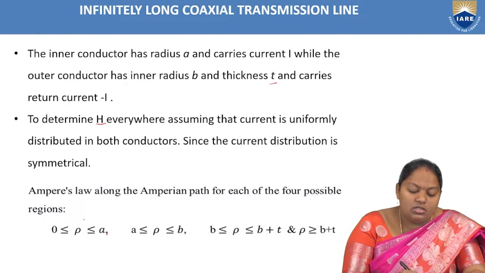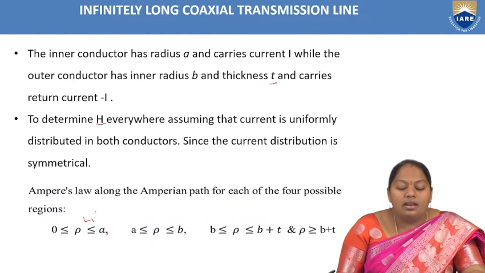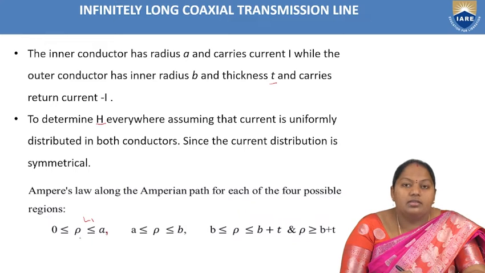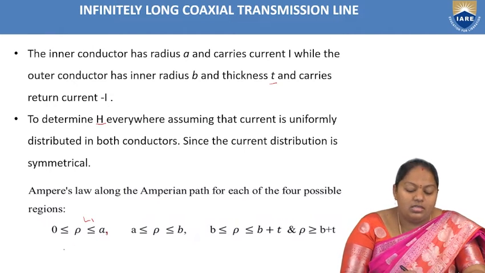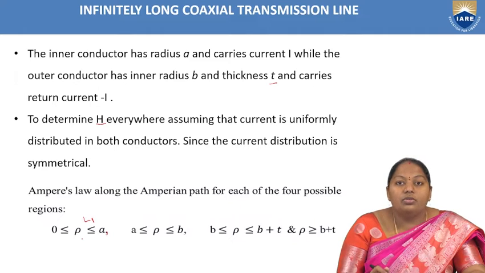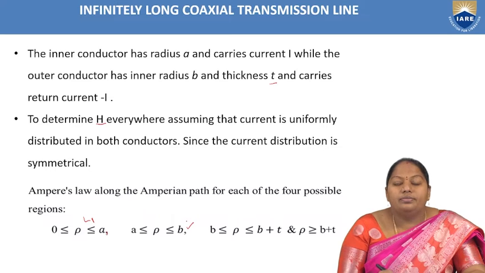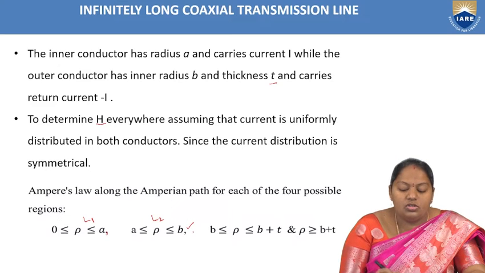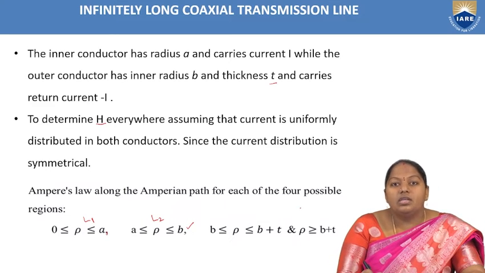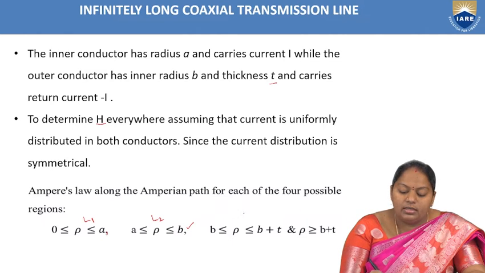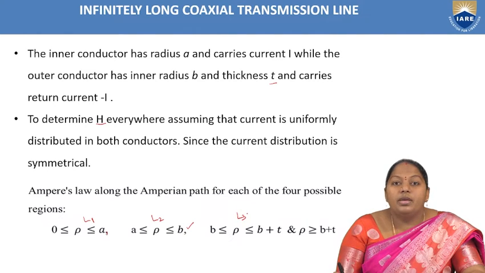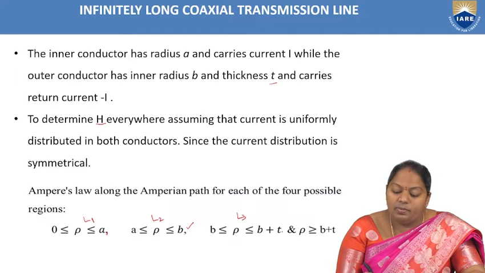First, consider path L1. Through L1, the radius rho ranges from 0 to A. Hence, the field in path L1 is considered for 0 less than or equal to rho less than or equal to A. The second path, L2, exists in the range A less than or equal to rho less than or equal to B. For path L3, the range is B less than or equal to rho less than or equal to B plus T.